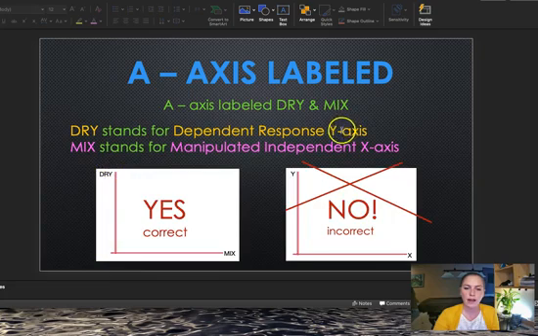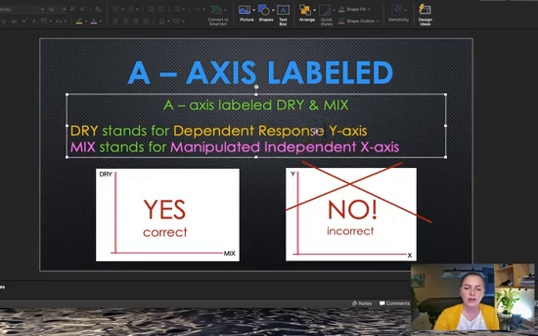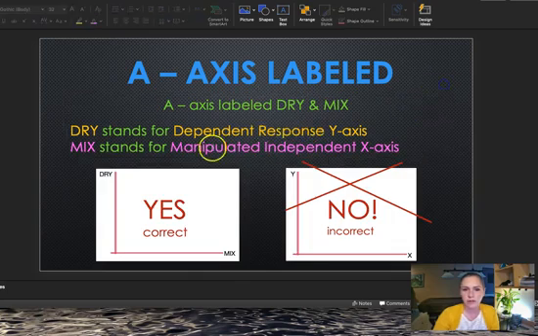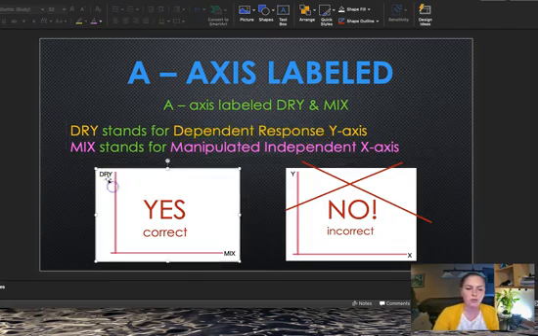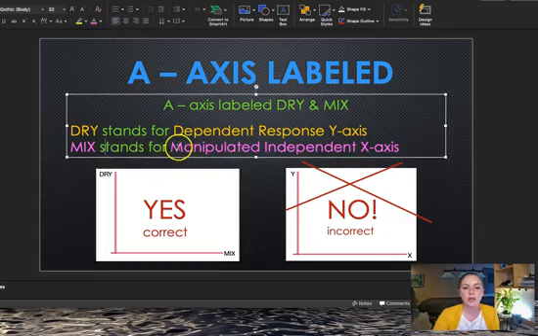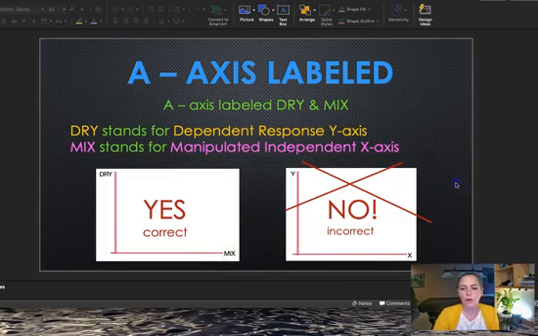I know it's the y-axis, and I know that another way of saying the dependent variable is response variable. So the dependent variable, or in other words, response variable, goes right here on the y. Okay? And mix stands for manipulated independent x-axis. Same thing. You know that the manipulated variable goes on this axis. You know that another way of saying it is independent variable.